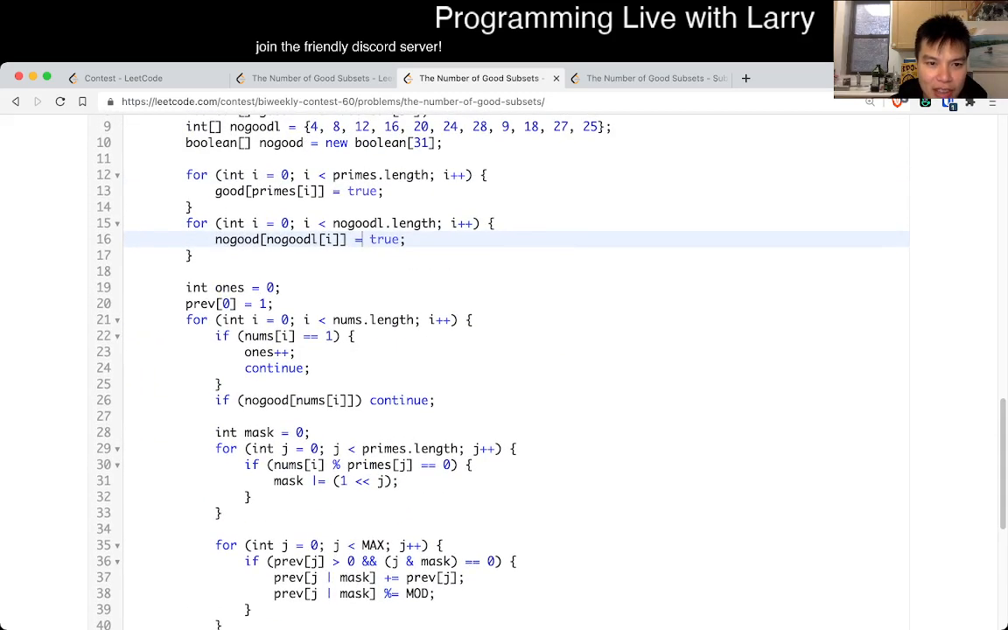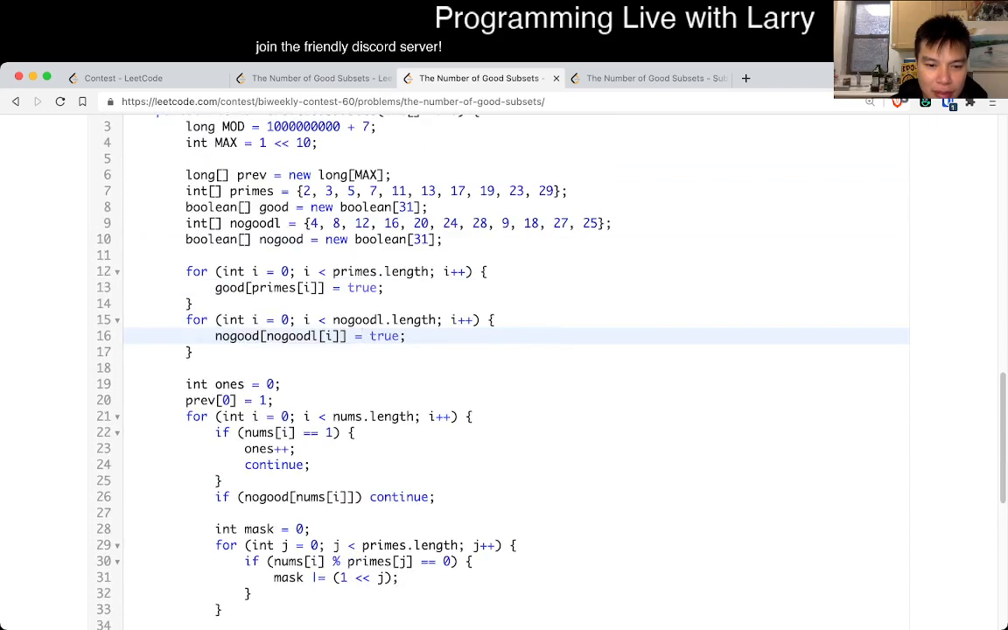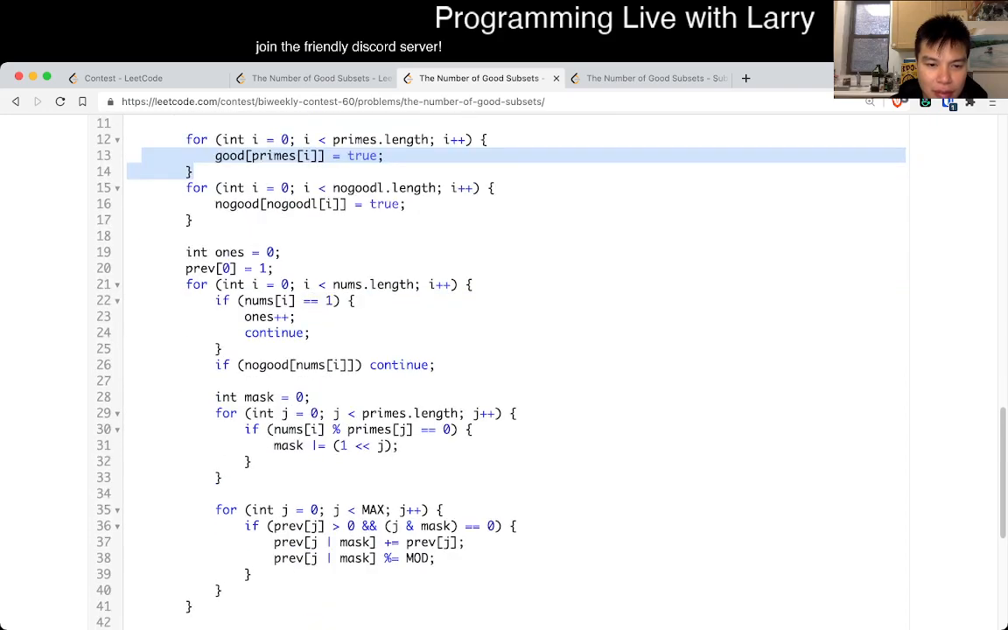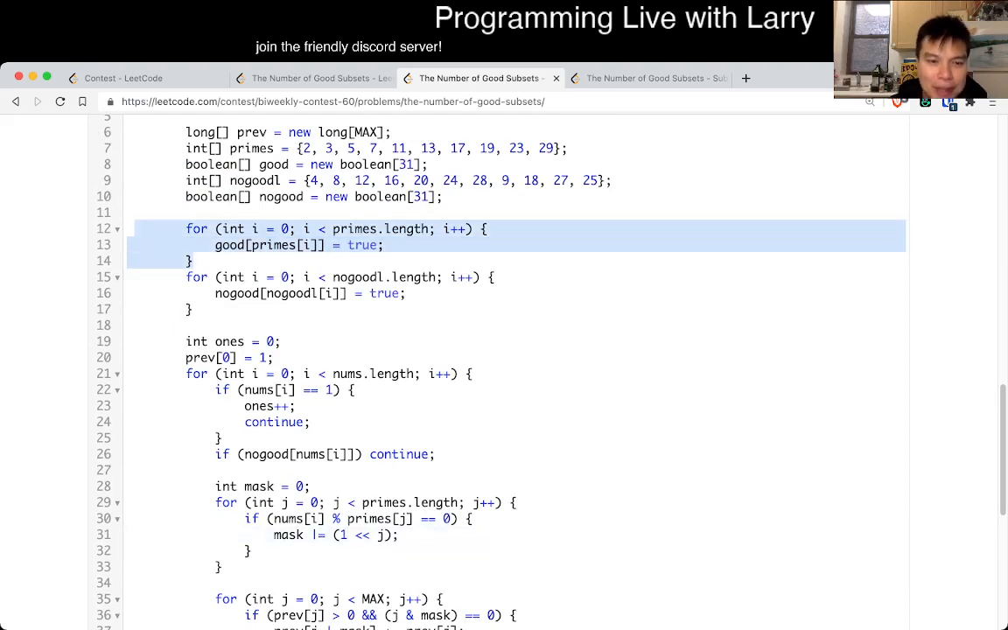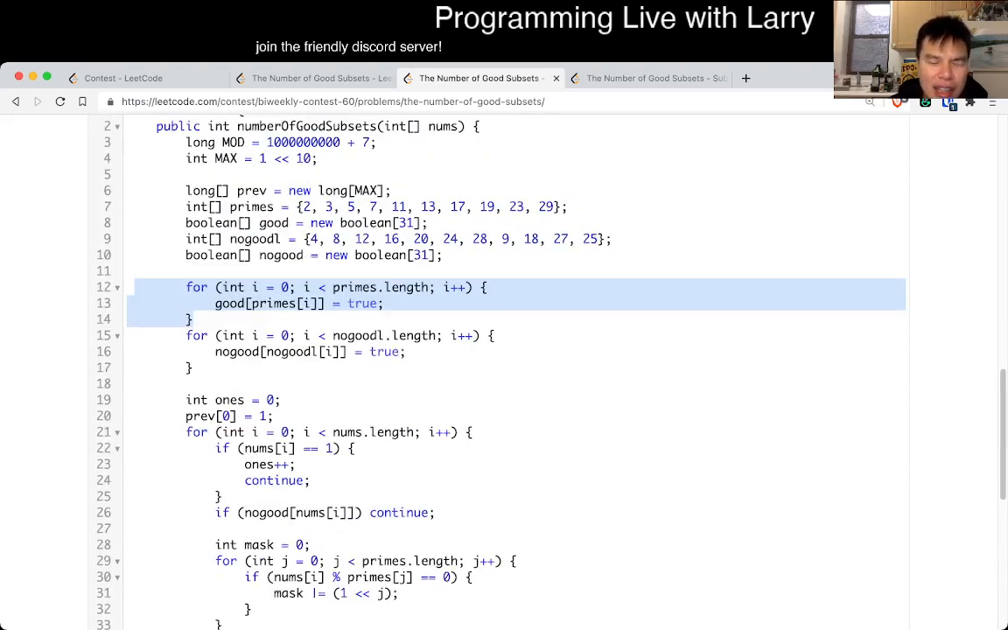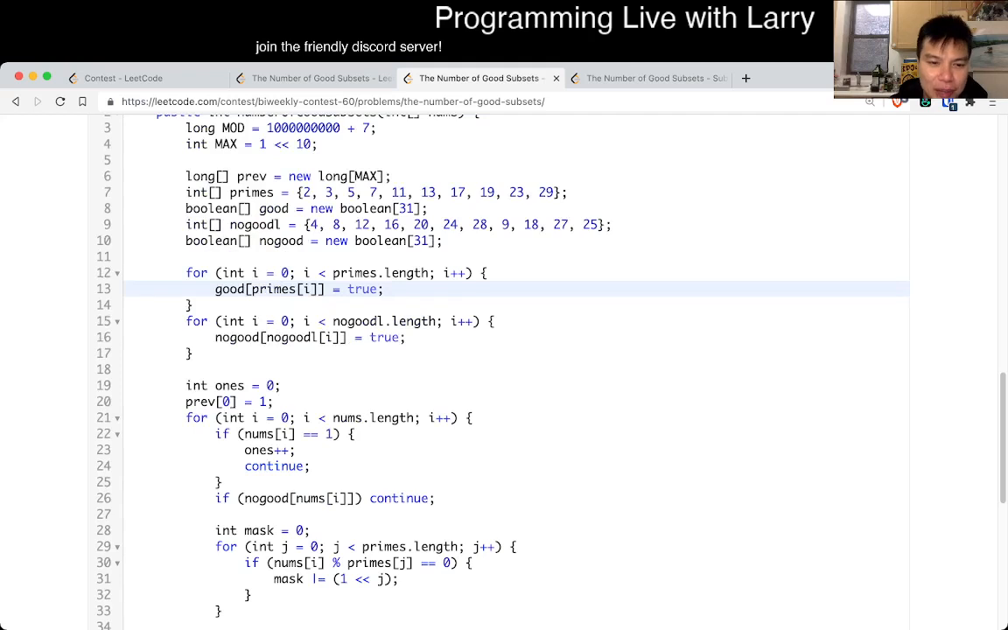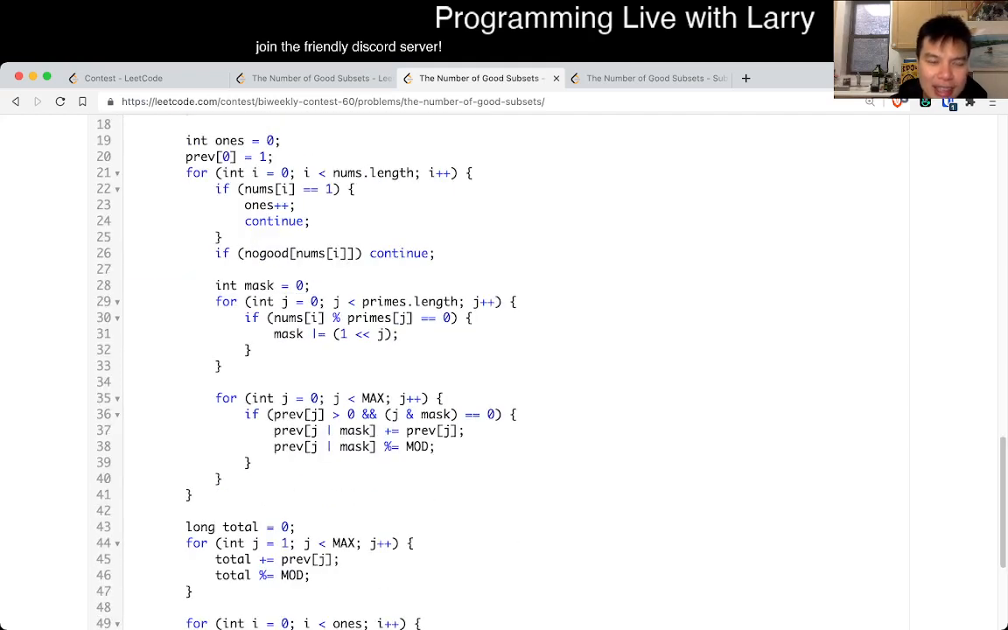I actually don't end up using good. Yeah, because I end up doing this. So I actually don't use this. But yeah, what it means to be good, when it gets here, is that it is a product of distinct primes, or a product of primes that only appear once.